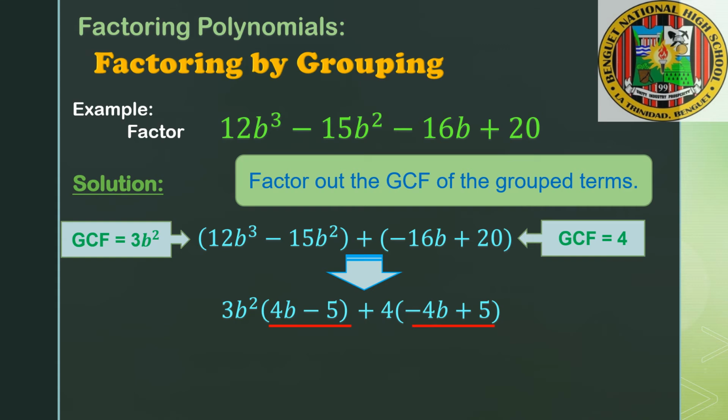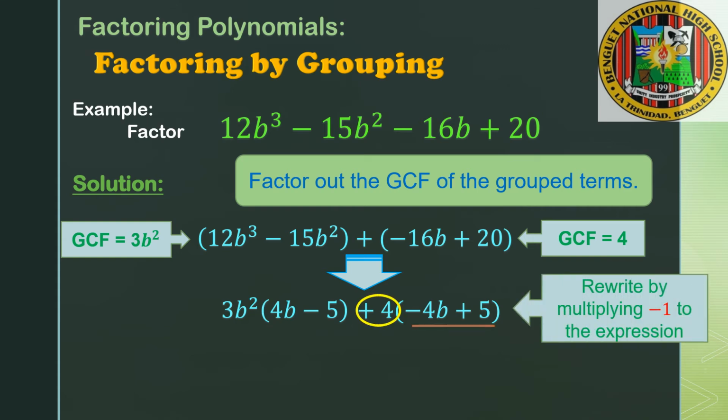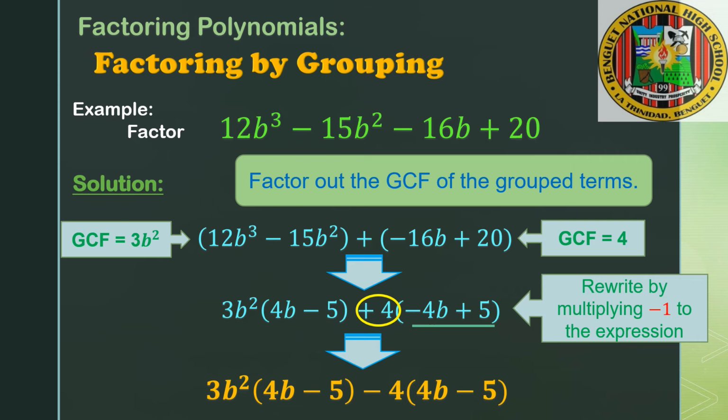Don't worry, we can make them become equal by multiplying negative 1 to the common factor 4 so we can make negative 4b positive and positive 5 into negative 5. Do we now have a common binomial? Yes, we do. So we now proceed to the next step.